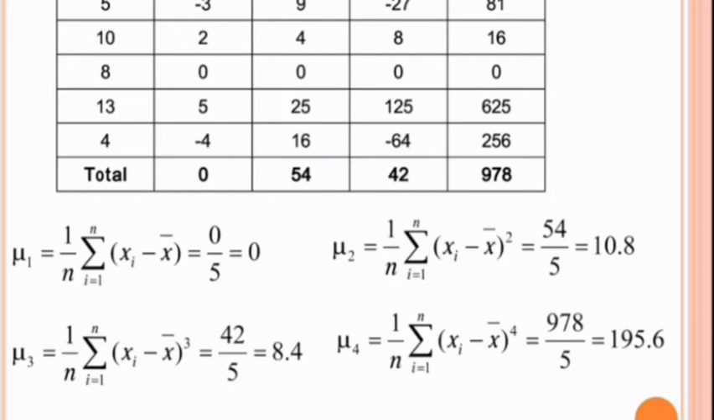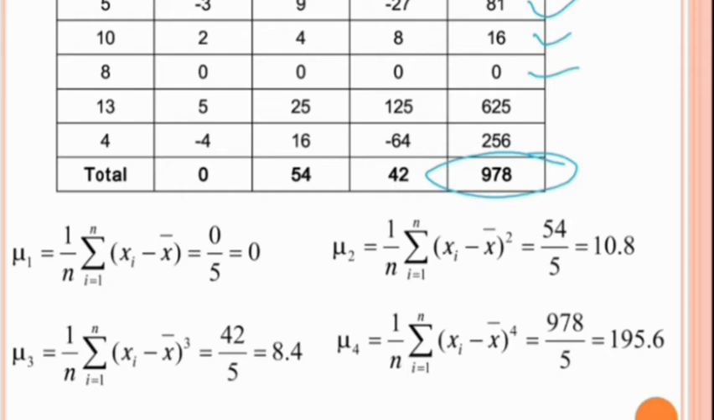Next, you will cube this term: minus 3 cube, minus 27, 2 cube 8, and we will do this for all the terms, and at last we will add and you get 42. Now we will take the fourth power, you get 81, 16, 0 and so on, and you do the total, you will get 978.